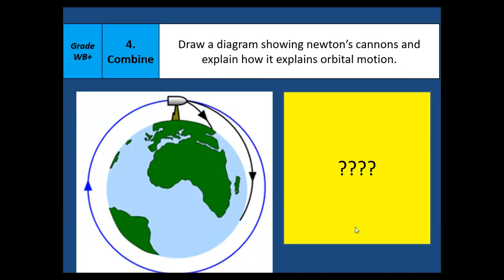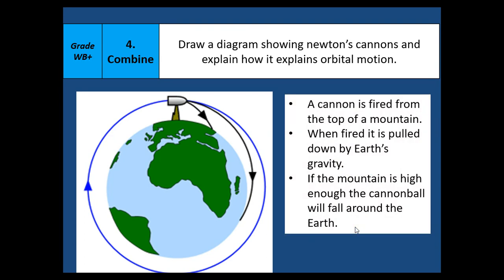So for Newton's cannon, Newton had a thought experiment that you put a cannon on top of a tall mountain and you fire off that cannonball, and if it's high enough and powerful enough, eventually the cannonball will fall all the way around the Earth. And that's what things in orbit are doing. They are falling around larger objects due to the force of gravity.